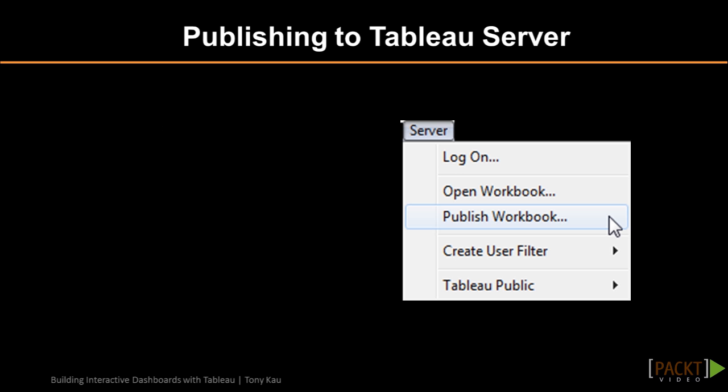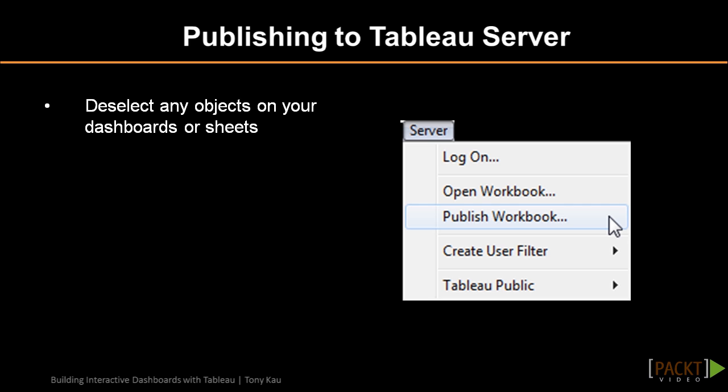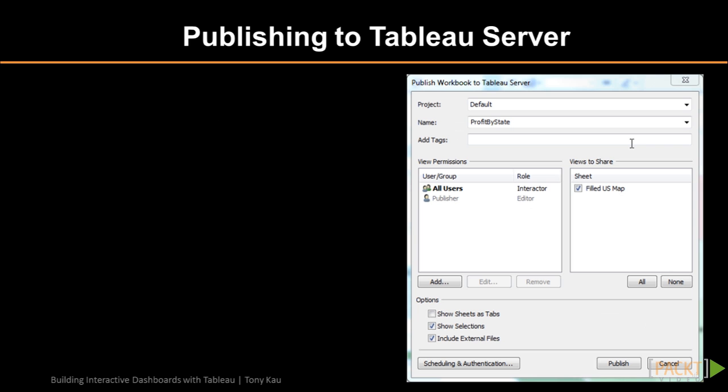To publish, first deselect any selected object on your dashboard, otherwise your dashboard will load with a gray box around that selected object. Then click Server, Publish Workbook, and log on to your server. Now we can choose our publication options, including the project this workbook belongs to, the workbook name, and any tags we'd like to use to help make our dashboard more searchable without cluttering the title.